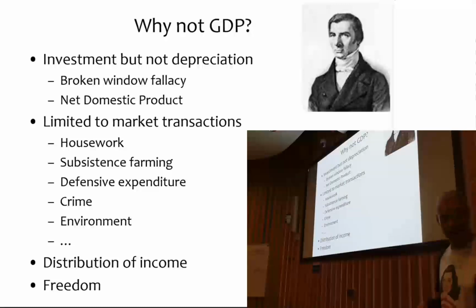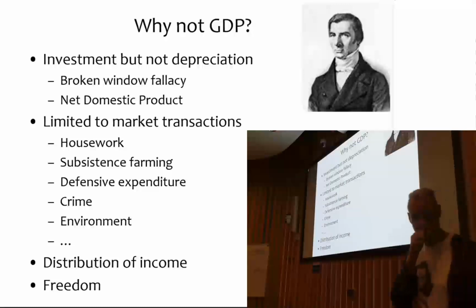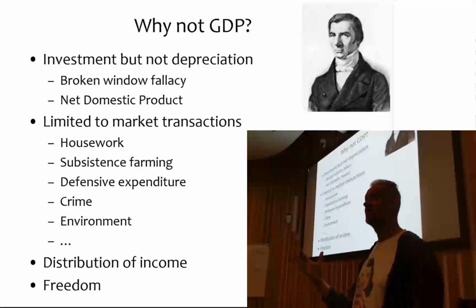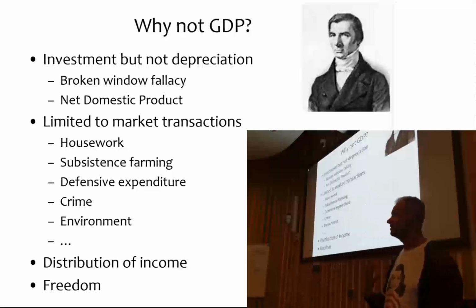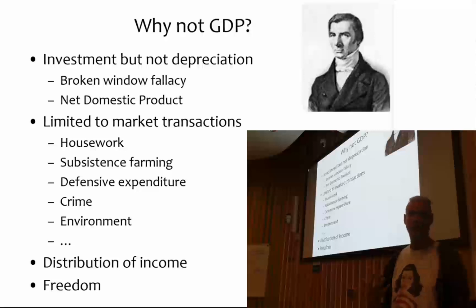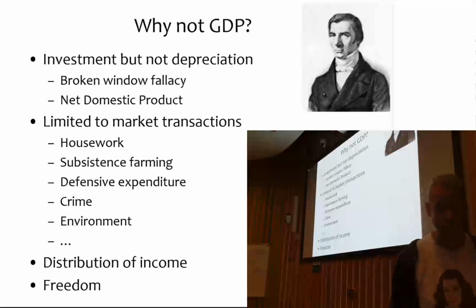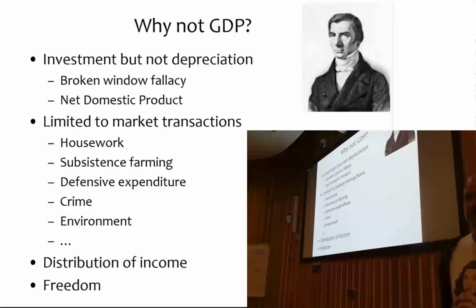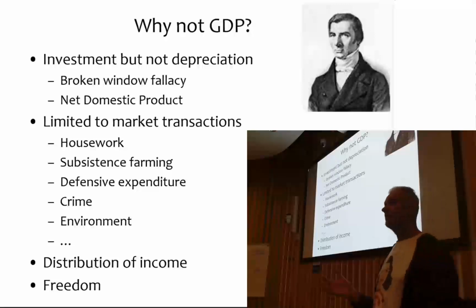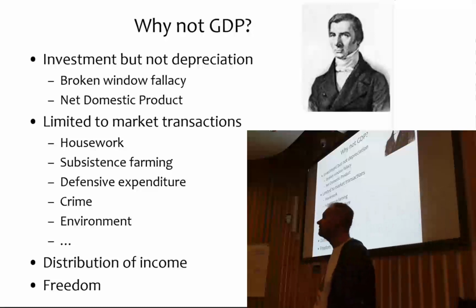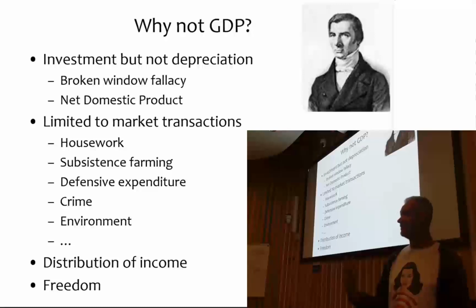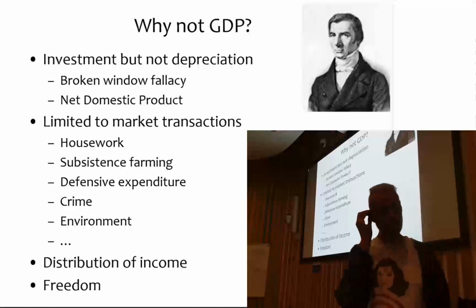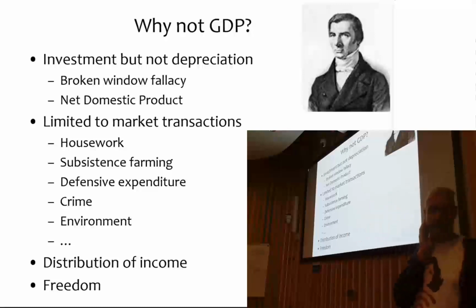Another limitation of GDP is that it is limited to those things that are traded on legal markets, right? So subsistence farming, when you grow your own food, is not included in GDP because there's no market transaction. You grow the food, you eat it, that's it. Nobody buys and sells.